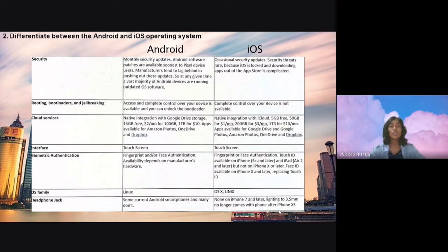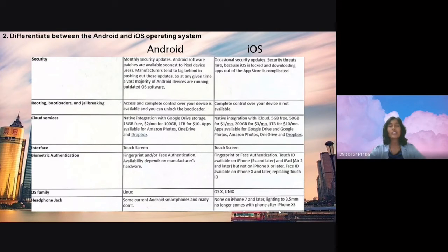The rooting, bootloaders, and jailbreaking for Android is that access and complete control of your device is available, and you can unlock the bootloader. But for iOS, complete control over your device is not available. The cloud services for Android is native integration with Google Drive storage, 15 GB free, $2 for 100 GB, 1 TB for $10, with apps available for Amazon Photos, OneDrive, and Dropbox. The cloud services for iOS are the same as for Android.